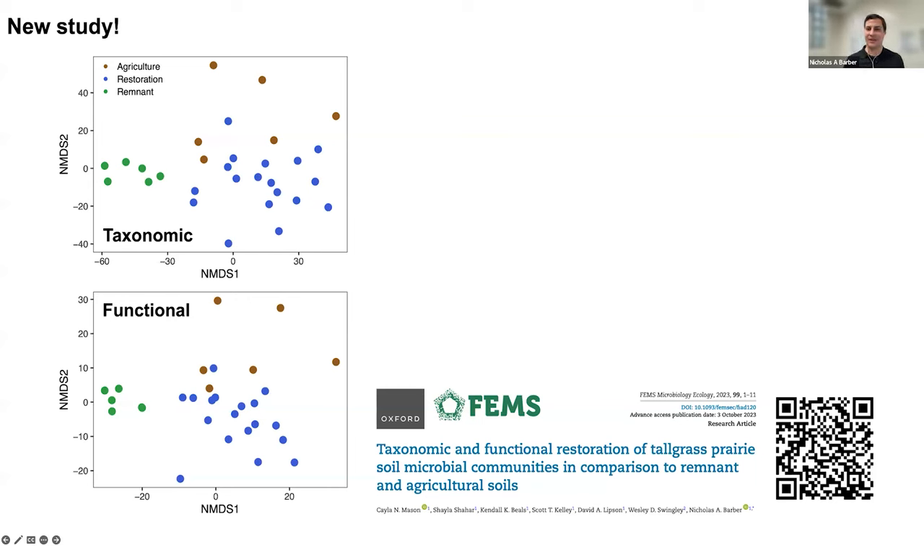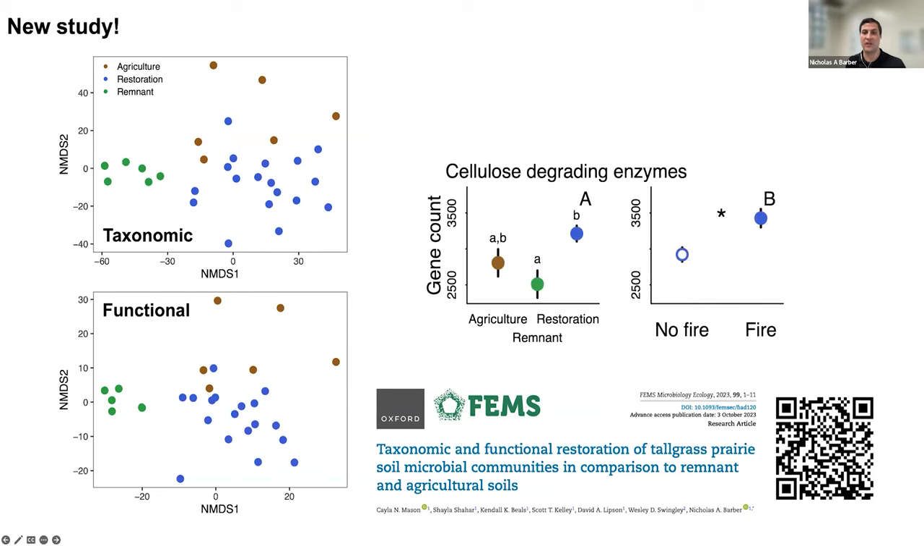It's clear the taxonomic distinctiveness between the three site types is also reflected in their functional potential, so that we might expect these different communities to support different soil functions too. As one example of that, when we look at genes encoding enzymes associated with cellulose degradation, we see they're significantly higher in restored prairies, in particular are more abundant just after prescribed fire, similar to what's been seen in some forest systems after fire takes place. There's a lot more in this paper. I encourage you to check it out if you have time.